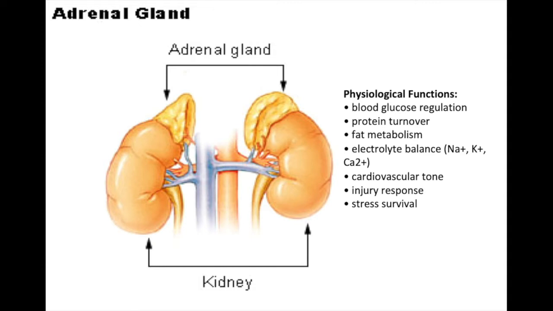Through the actions of cortisol, it will regulate blood glucose, protein turnover, and fat metabolism. Through aldosterone, it controls electrolyte balance, and cardiovascular tone is altered by epinephrine and norepinephrine. As I said, its response to injury and stress makes it a vital part of human physiology.